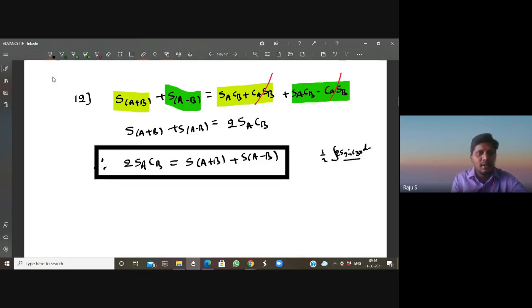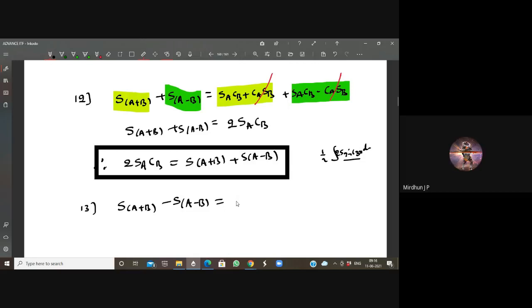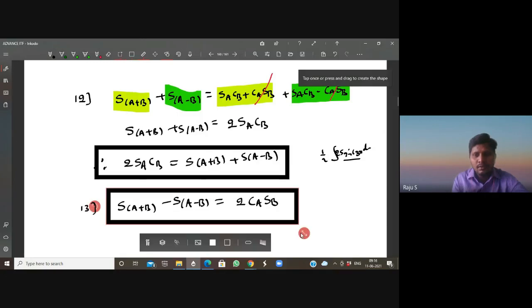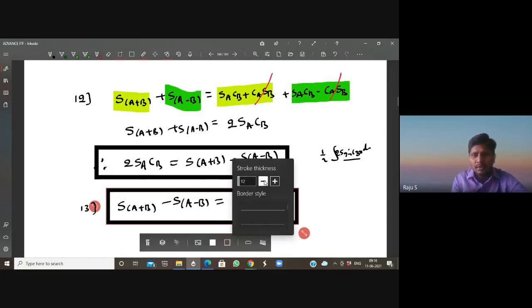Okay, next, 13th. In the same way, can you tell me what is sin(A plus B) minus sin(A minus B)? Yes, sir, 2 cos A sin B. Right, 2 cos A sin B. Wonderful. This is another formula. Remember that. So you can derive this formula yourself.